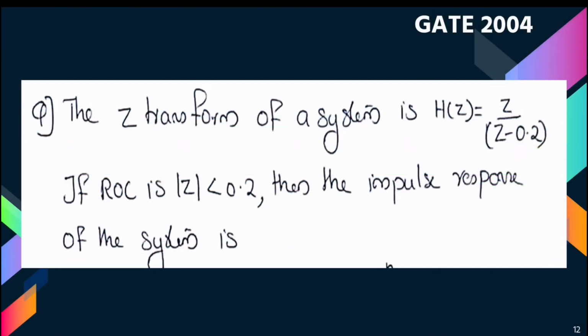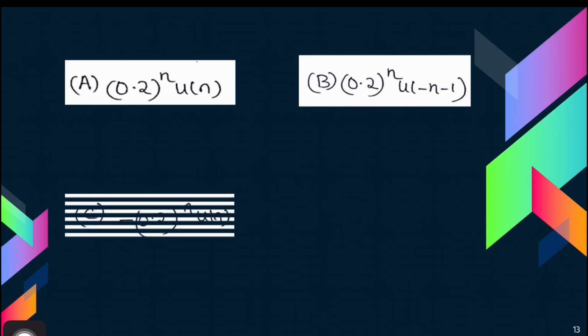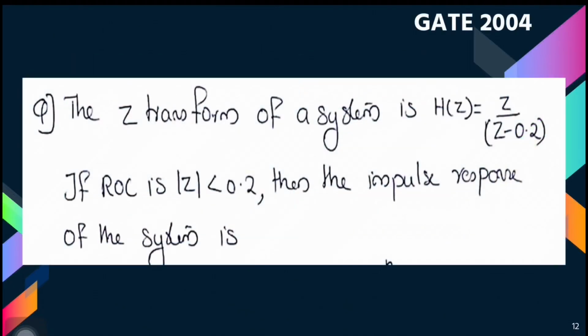It's from GATE 2004. The Z transform of a system is H of z is equal to z by z minus 0.2. If ROC is mod z less than 0.2, then the impulse response of the system is. 4 options are given. So here we have a system. h of n represents its impulse response and H of z represents Z transform of h of n. H of z is already given in question. We are asked to find out h of n.